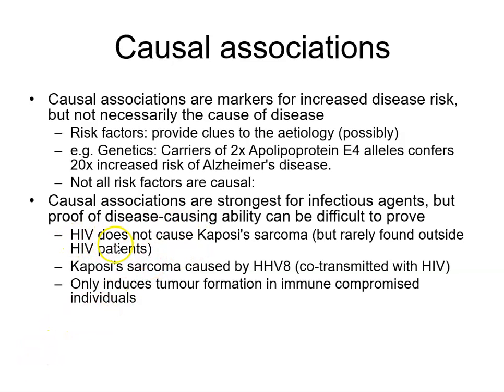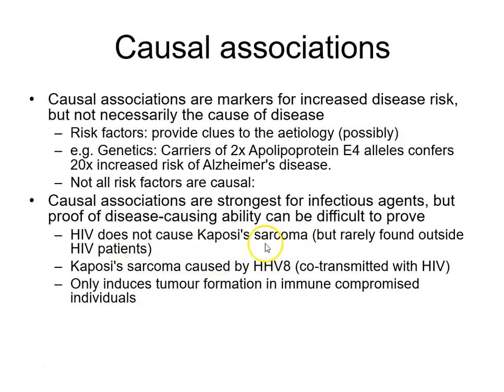Also, one well-known case that you probably covered maybe earlier in this module: causal associations are strongest for infectious agents, where you can see that infectious agent in a patient and you can see the disease. However, does that infectious agent actually cause a disease? And you will have been through experiments that have to be done to prove that is the case, but one exception that you will most likely have come across is Kaposi's sarcoma.